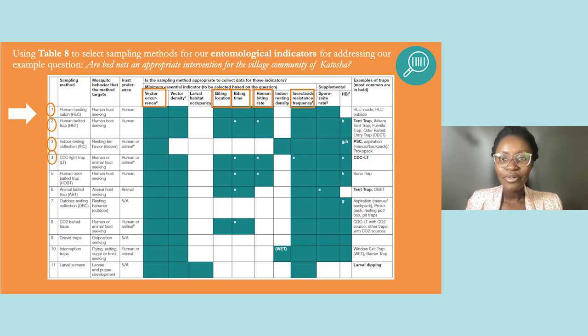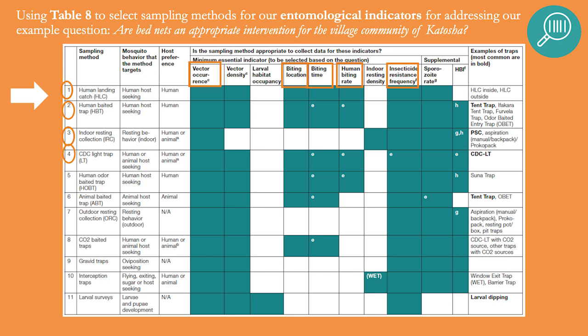Now let's look at how Module 3 helps us select the right methods to collect data on our chosen indicators, which are vector occurrence, biting location, biting time, human biting rate, and insecticide resistance frequency, and therefore answer our example question: are bed nets an appropriate intervention for the village community of Katosha? Here you will see how Table 8 can help us select the right sampling method for our example question. Are bed nets an appropriate intervention for the village community of Katosha?